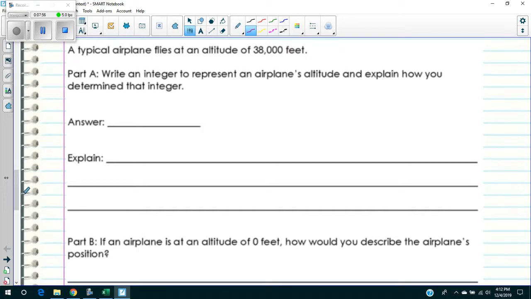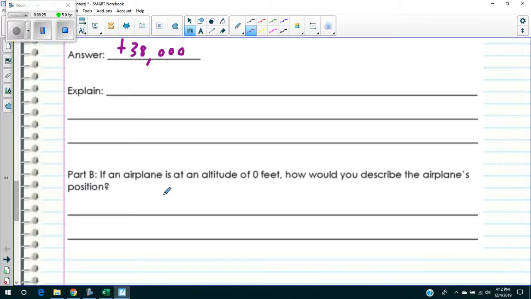A typical airline flies at an altitude of 38,000 feet. An integer represents the altitude, so it's positive 38,000. It's above sea level. By the way, the implication is this: when something flies at an altitude of 38,000 feet, what they're saying is 38,000 feet above sea level. That's the standard here.